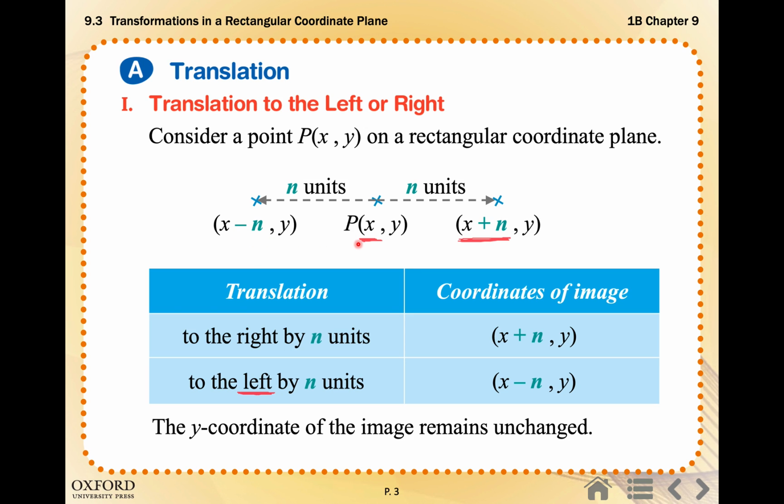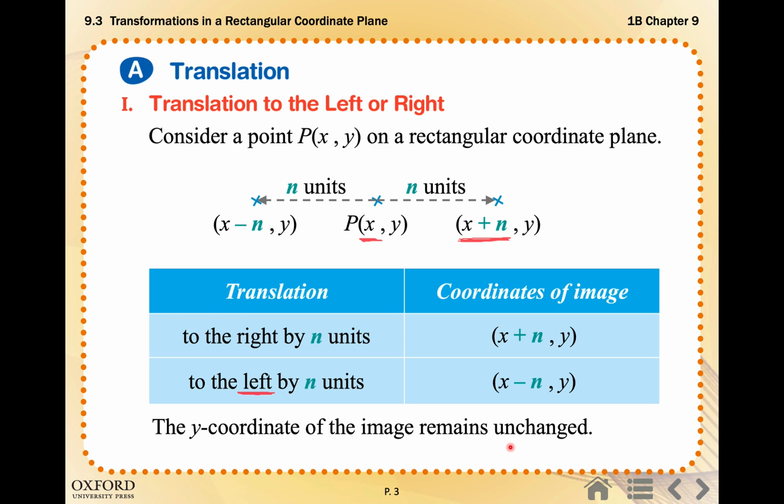So I think it's not difficult to remember: when the point is translated to the left or right, we just need to change the x coordinate. If it goes to the right hand side, then it is plus. If it is going to the left hand side, then it is minus. But remember, the y coordinate of the image remains unchanged.